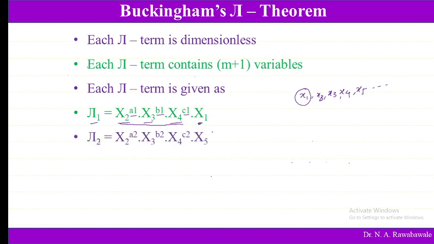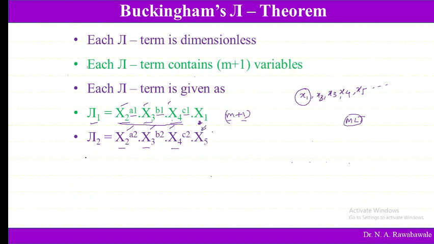In the second, pi 2 term, again the repeating variables x2, x3, x4 are going to be there. So x1 is used in the first term, that is the m plus 1 term. The number of fundamental dimensions is 3, that is M, L, T, therefore these are the 3 repeating variables and there is one additional variable, that is m plus 1. So everywhere the repeating variables will be there, and there will be a new variable in each pi term.